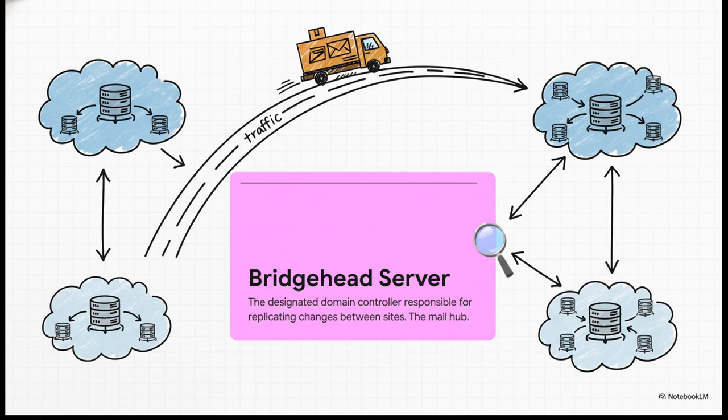This server basically acts as the official mail sorting hub. So instead of every single server in one office trying to talk to every server in the other office, which would be a mess, all that inter-site traffic flows cleanly through these two designated bridgeheads. It creates a single, super efficient point of contact.